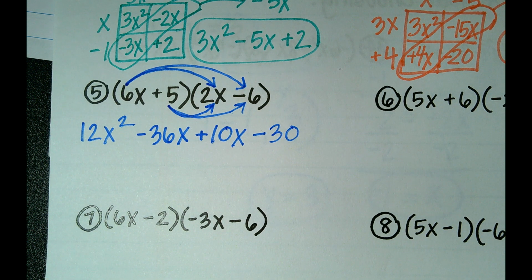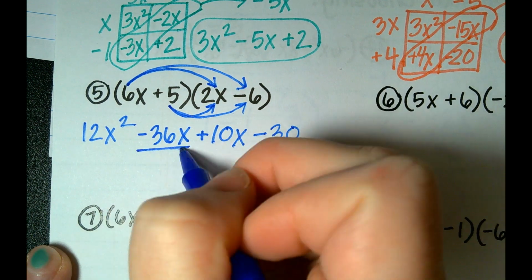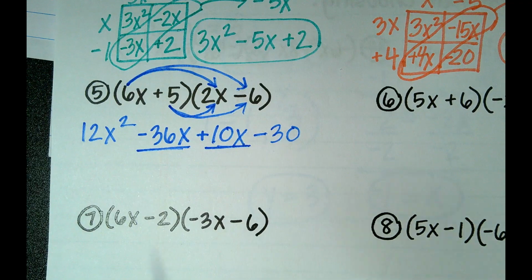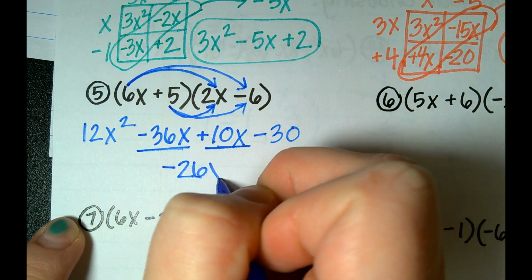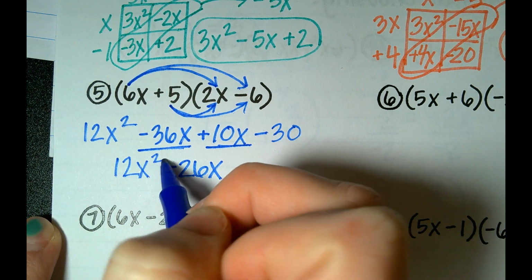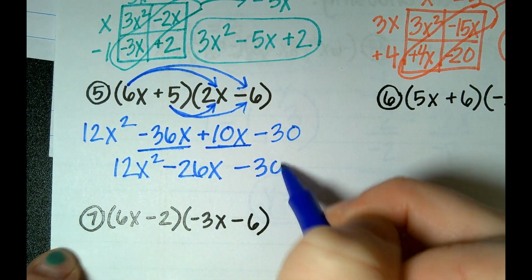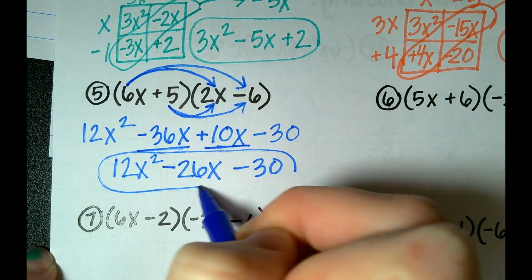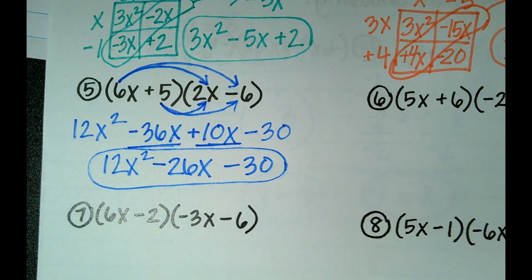Which terms are like terms and need to be combined? So what is negative 36 plus 10? Almost. Yes. Negative 26x. Then we bring the rest down. 12x squared minus 26x minus 30. And that's our answer. Okay. Very good.